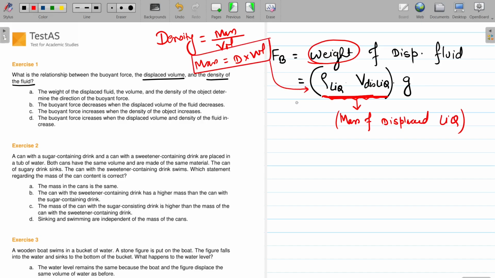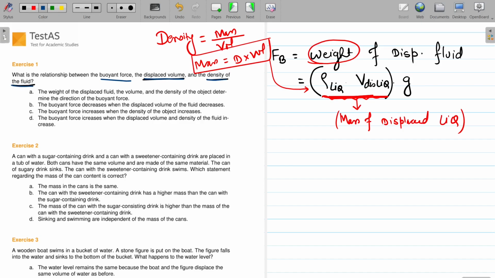So this is the basic concept of Archimedes principle. What is the buoyant force? Buoyant force will be the weight of the displaced fluid. It will act upward, right? So we have to find the correct relationship between the buoyant force, displaced volume, and the density of the fluid.